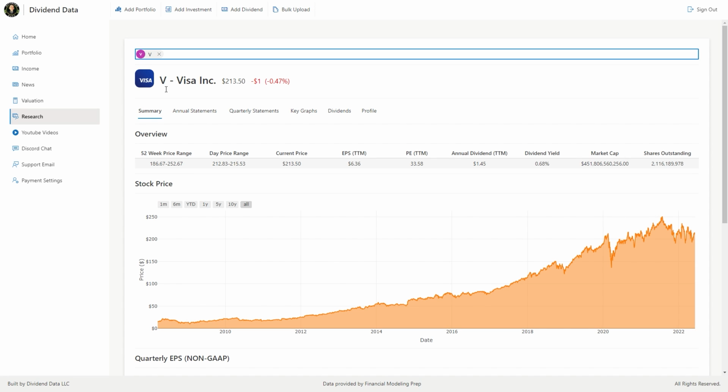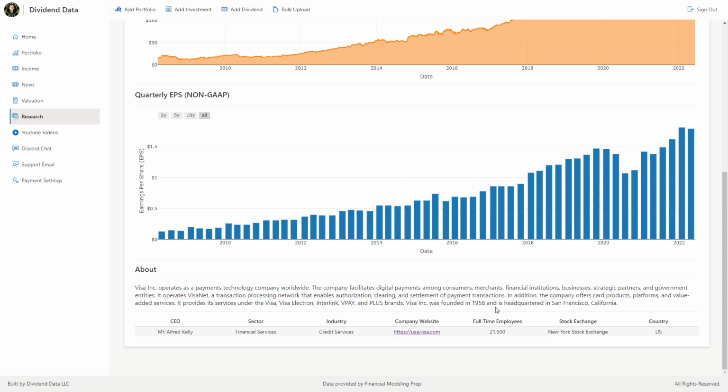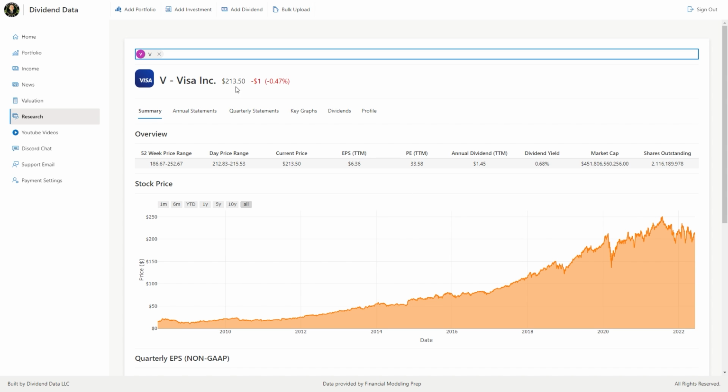Visa, ticker symbol V, was founded in 1958 and is the leading digital payment network both in the United States and globally. As the market leader, Visa has the strongest network effect in the industry. The current stock price is $213.50, which is down 3.5% year to date. This values the company at $451.8 billion. The P/E ratio, based on earnings over the trailing 12 months, is 33.58.